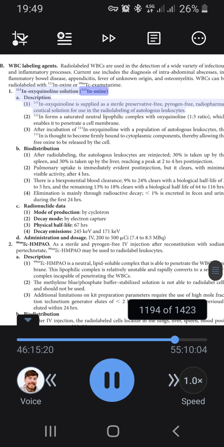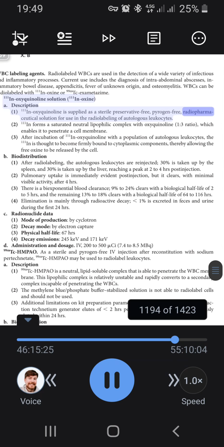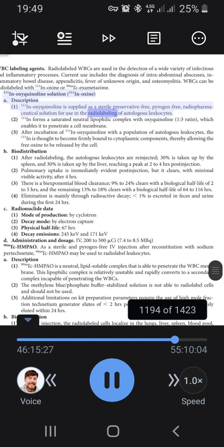111In-oxyquinoline solution. 111In-oxine. A. Description: 1. 111In-oxyquinoline is supplied as a sterile, preservative-free, pyrogen-free radiopharmaceutical solution for use in the radiolabeling of autologous leukocytes.